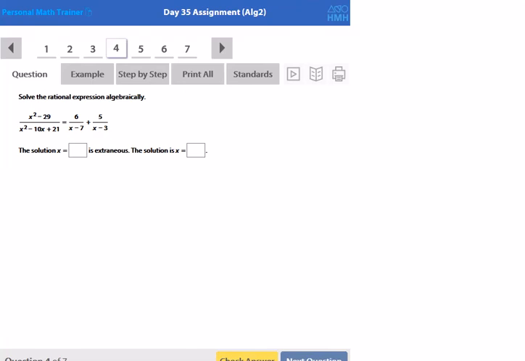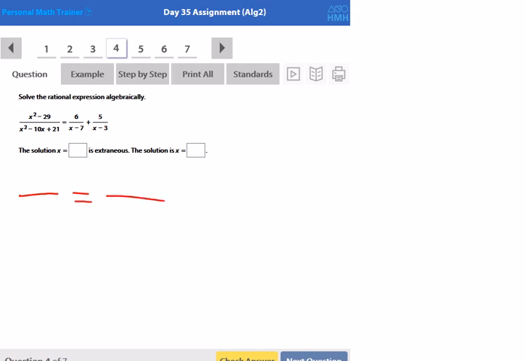Let's do some examples from the day 35 assignment. Here we'll be solving rational equations. When you look at the notes, they say to simplify each side individually so that we can create a proportion. In addition to that, if you want to advance ahead, you can also start leaving your denominators in factored form. So a proportion is just when one fraction is equal to another one.